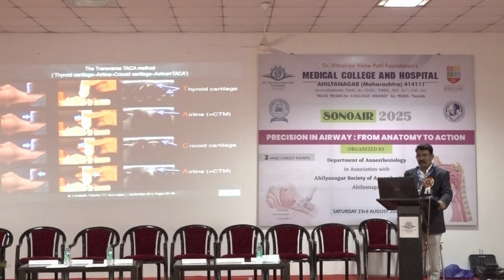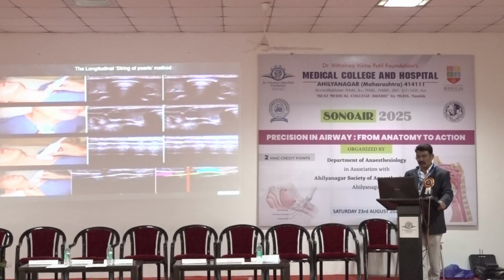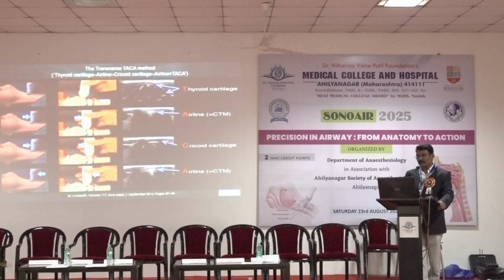Now the airline, are you able to identify this black-white line here depicted with a blue arrow? That is the cricothyroid membrane, and below that there is a space filled with air, which will be a space behind the cricothyroid membrane.